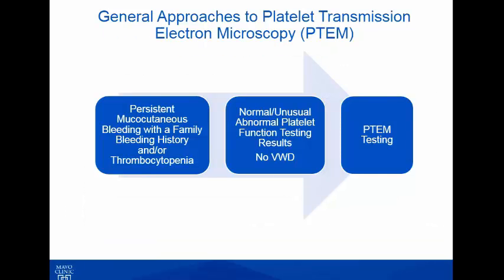So basically for platelet EM, if you have a patient with a persistent personal bleeding history and a strong family bleeding history, including hereditary thrombocytopenia, you might have normal or unusual abnormal platelet function results and no evidence of von Willebrand disease. This is something you could consider.